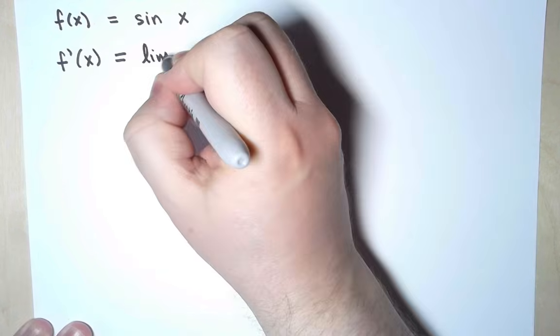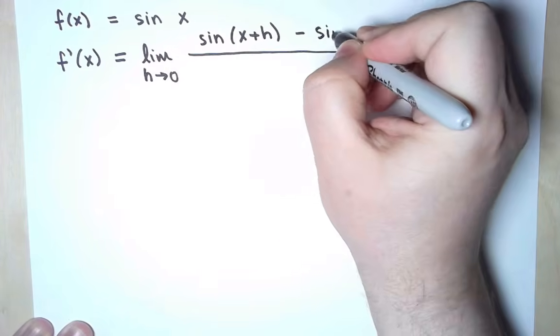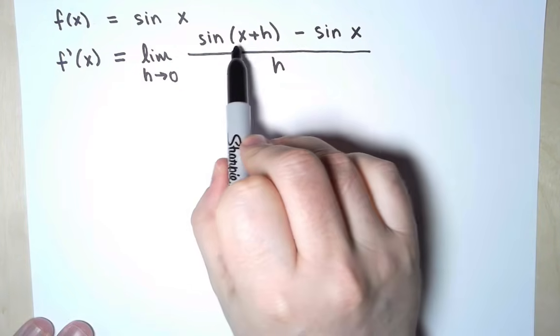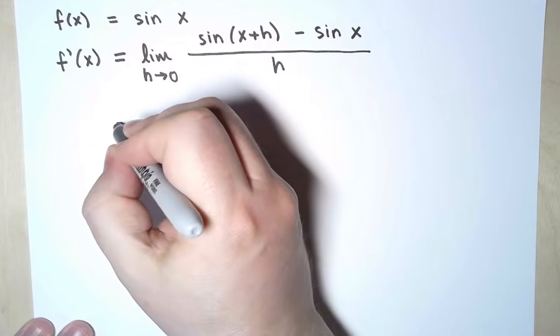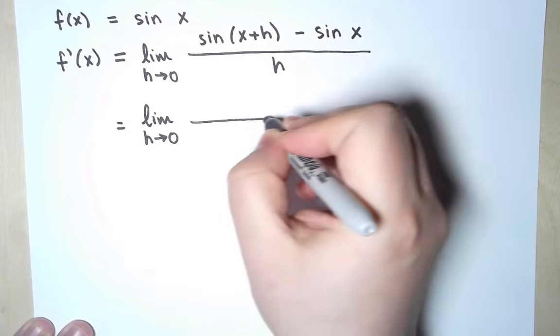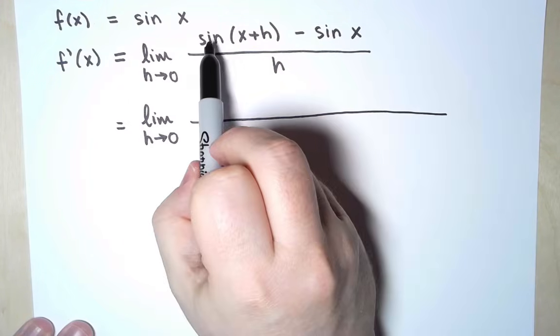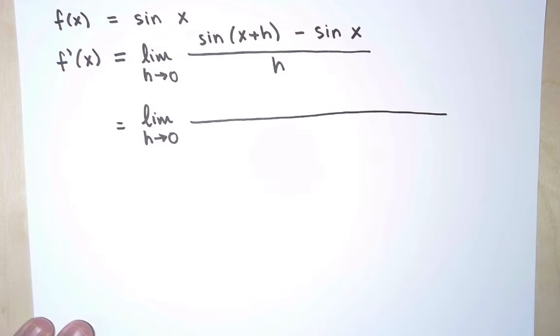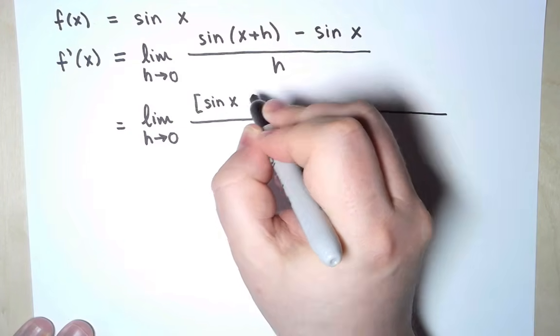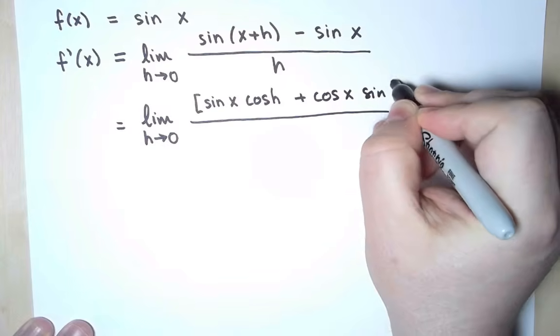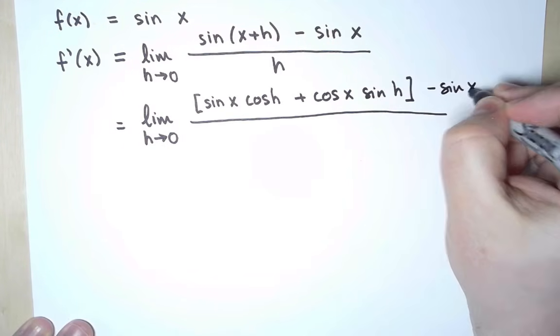First, I will use the definition of derivative as a limit. X and h are mixed in here. I can separate them with a trig identity. Sine of x plus h equals sine x cos h plus cos x sine h. And I'll keep the rest as is.